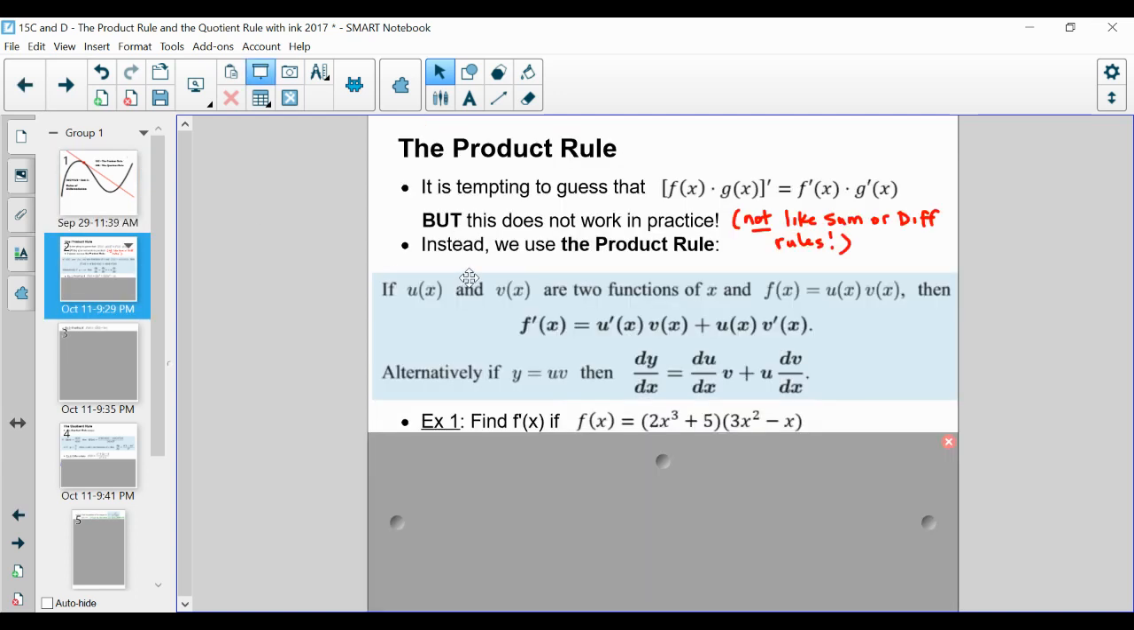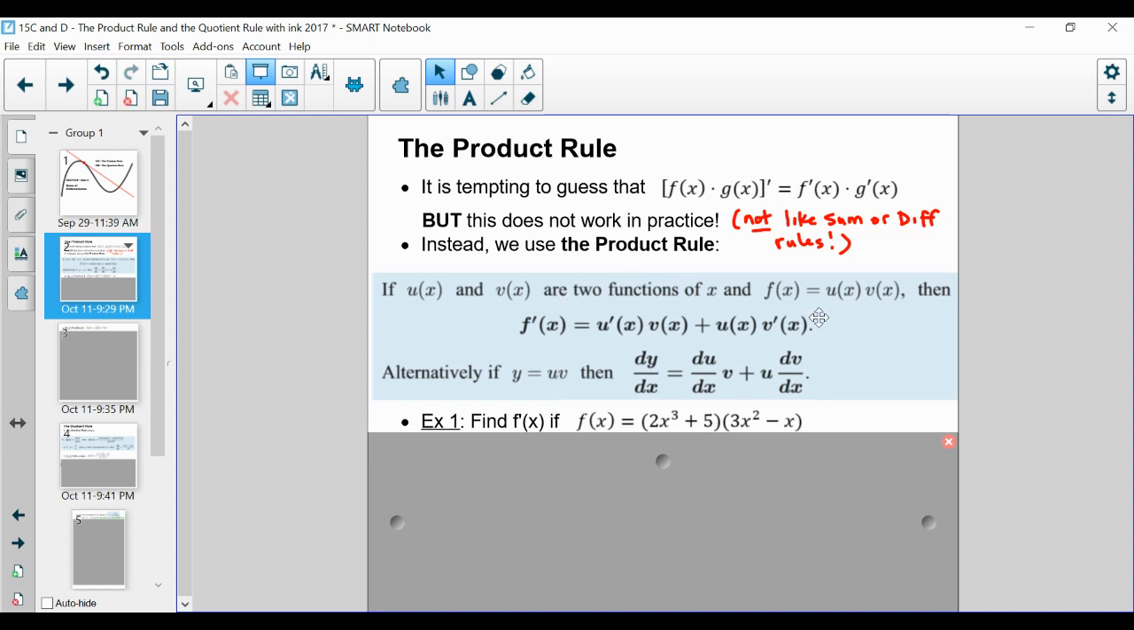So far we've studied rules about adding and subtracting two functions, but not about multiplying two functions and taking the derivative. So it's very tempting to guess that if we want to take the derivative of a function where we're multiplying two functions, that we should just take the derivative of each function individually and multiply, but this does not work in practice. Instead, we use the product rule.